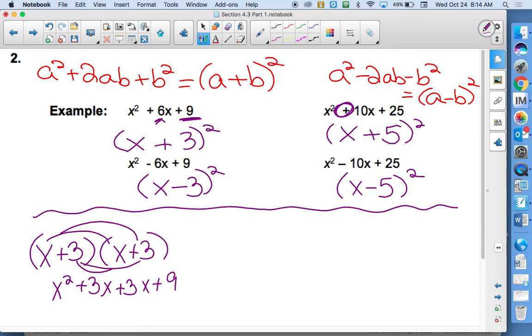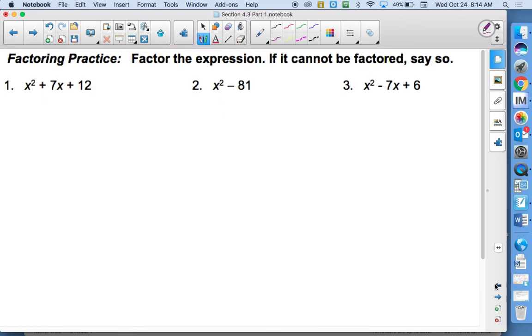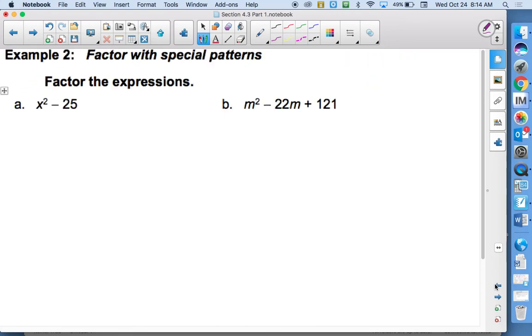So I believe there are 3 problems at the top of the next page. I don't think I could squeeze them on the bottom. Oh, maybe only 2? Nope, 5. 5 problems at the top of the page. See if you can just factor those 5 problems. So the first 2 are telling you they're special patterns. So it's just you kind of matching what you're given with the pattern. And then the last 3, it's just kind of a mix of the types of factoring that we looked at.